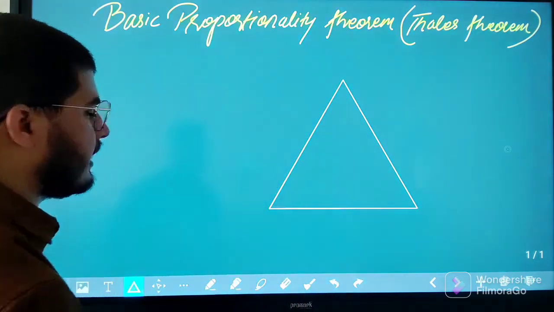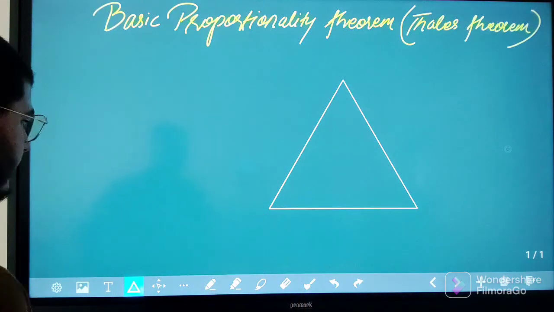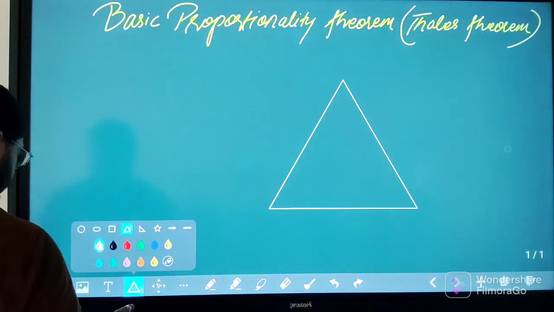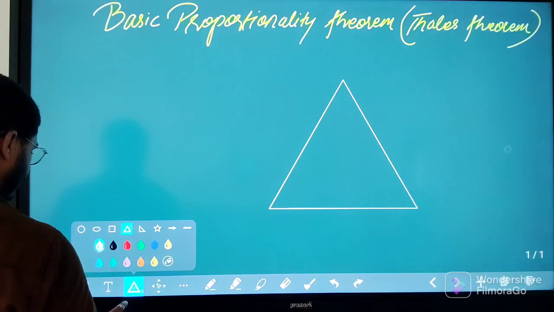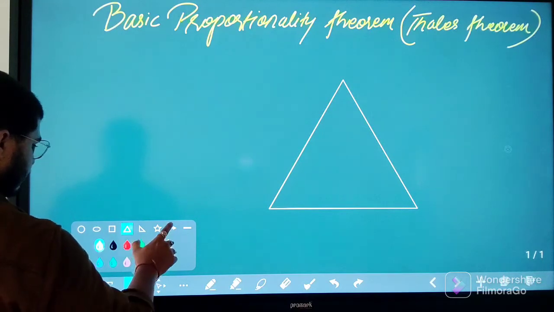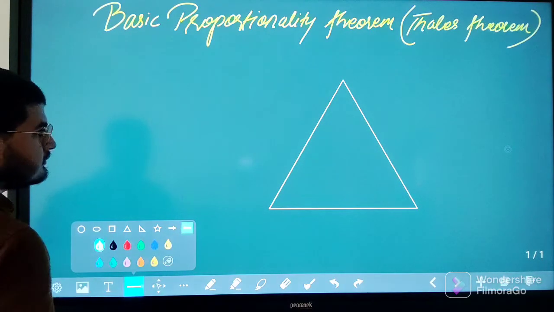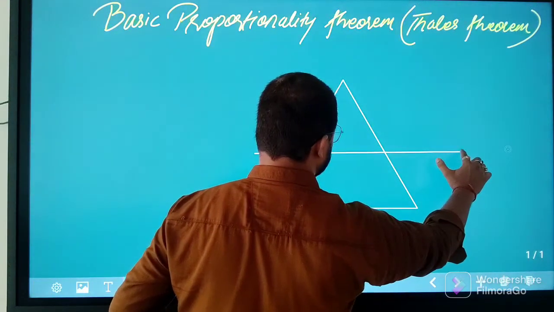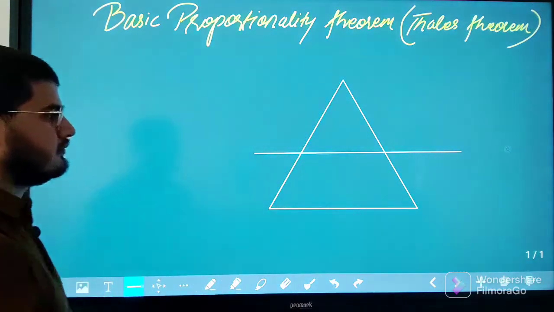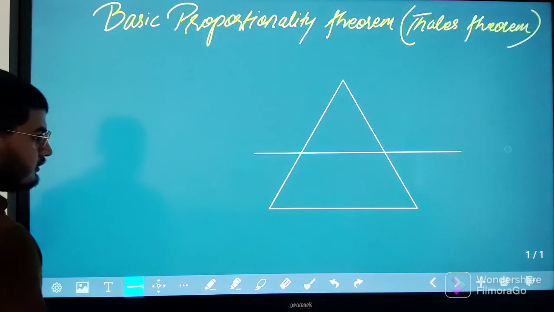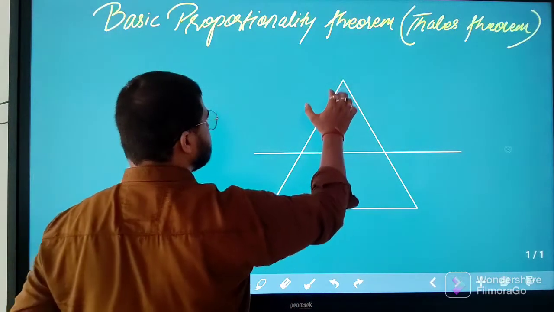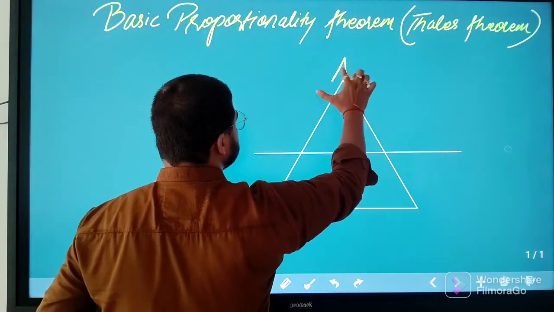If there is a triangle and there is a line which is parallel to one of the sides of the triangle, let us name the sides, let us name the vertices.